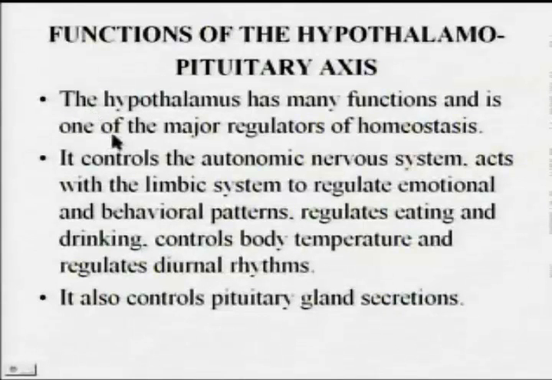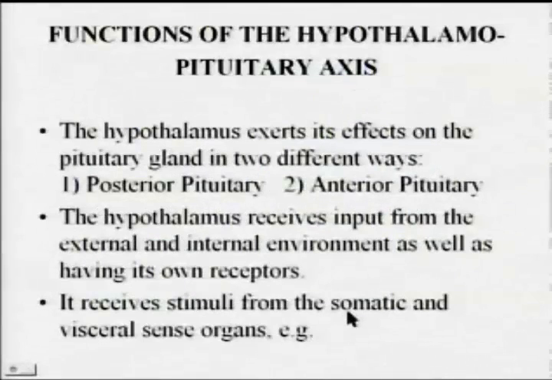The hypothalamus has many functions and is one of the major regulators of homeostasis. It controls the autonomic nervous system, acts with the limbic system to regulate emotional and behavioral patterns, regulates eating and drinking, controls body temperature, and regulates diurnal rhythms. So, a potent power punch from this little part of the brain. It also controls the pituitary gland secretions. So the hypothalamus exerts its effects on the pituitary gland in two different ways, as we saw. Posterior pituitary, magnocellular neurons. Anterior pituitary, the parvocellular neurons.